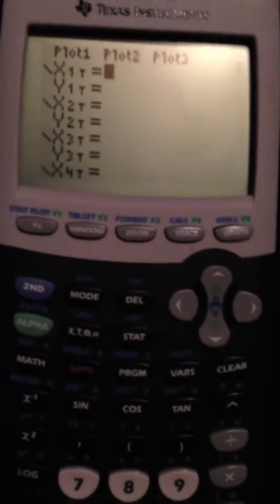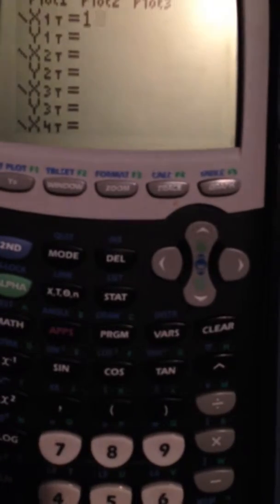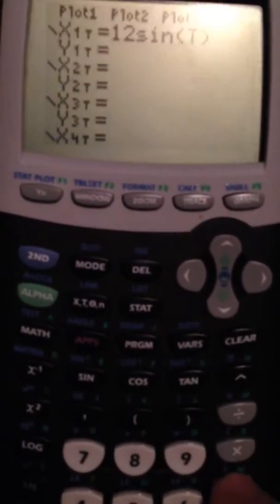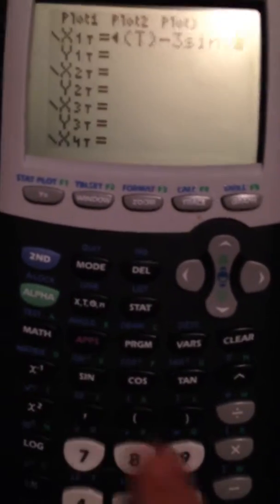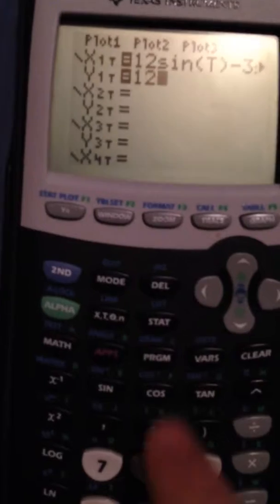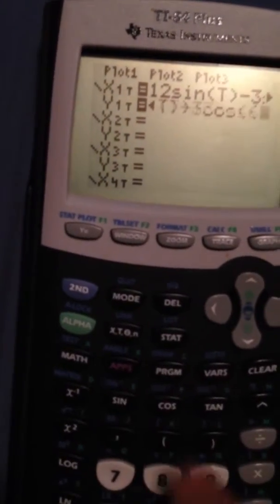For the first part of this project, I'll be using the graph x equals 12 sine t minus 3 sine 6t, and y equals 12 cos t plus 3 cos 6t, which looks like this.